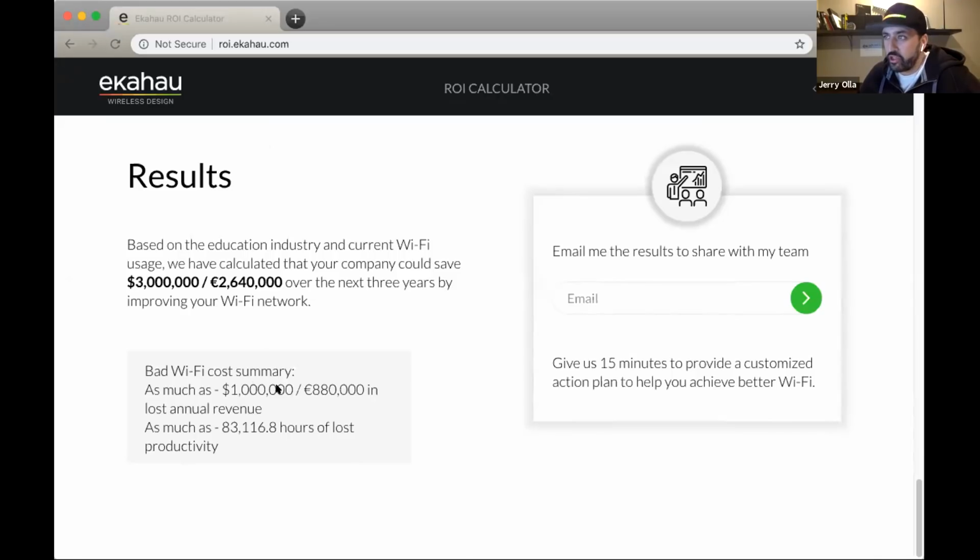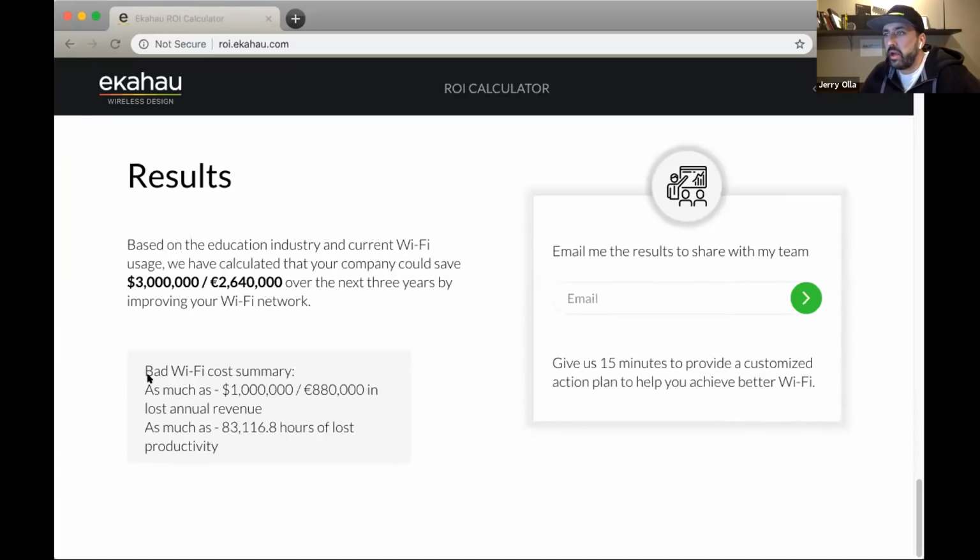And if you're having problems, just pull up a web page and go to roi.ekahau.com. All I wanted to do was show you an example of what that looked like. That's the page I'm on. You can plug in your own values, and I just want to show you how you can spit out these results.